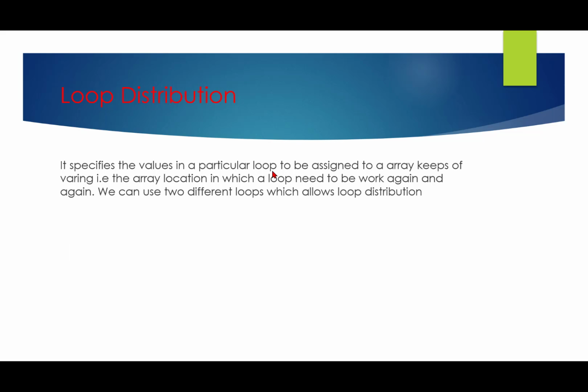Loop distribution, it is the final one. It specifies that the values in a particular loop are assigned to an array, like the array locations in which a loop needs to work again and again. We can use two different loops, which allows loop distribution.